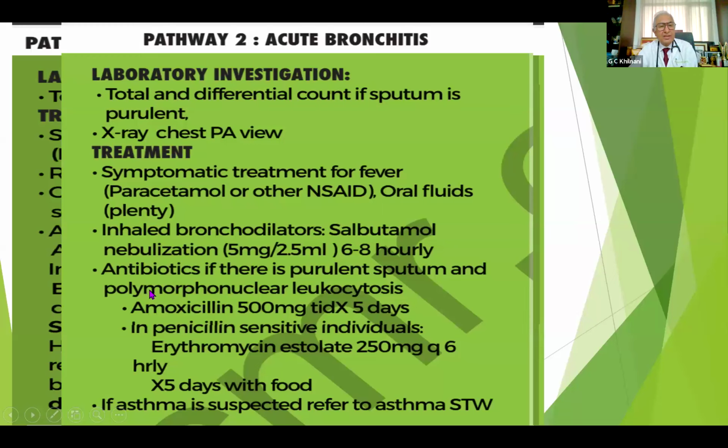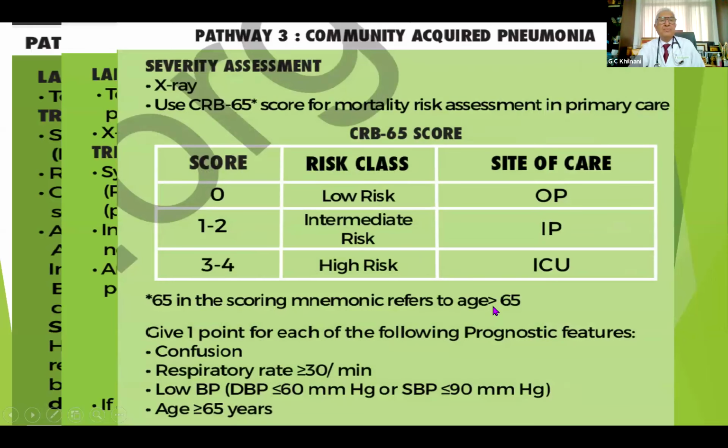And if there is a leukocytosis on blood examination, that also requires antibiotics in the form of amoxicillin, 500 milligram, 3 times a day for 5 days. Or if the patient is penicillin sensitive, a macrolide can be given. If the patient is a known asthmatic or if he has severe bronchospasm, then he should be referred to the asthma module, which is discussed elsewhere.